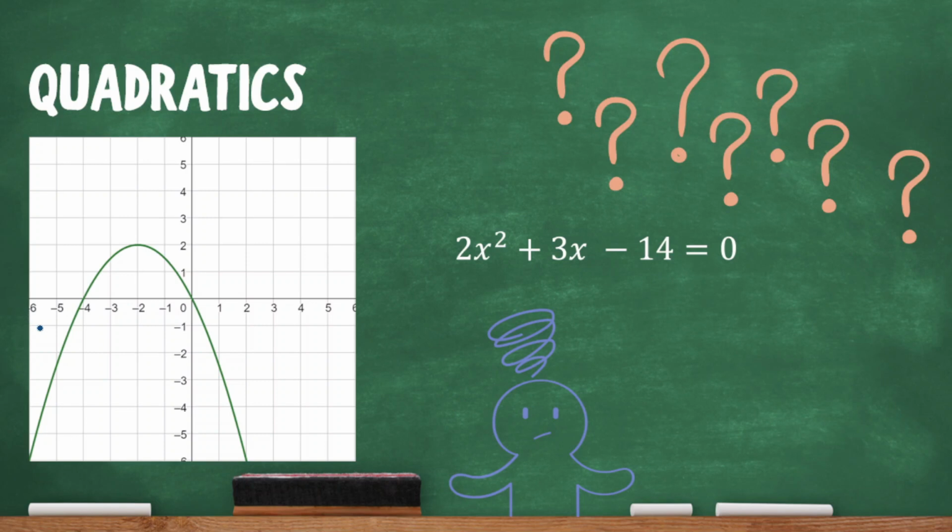Now let's talk about the solutions of a quadratic on a graph. It's going to be where that parabola, that's what that shape is called, crosses the x-axis, which is the horizontal axis. So let's look at this parabola. It crosses it here and here. So those points would be where x equals 0 and where x equals -4. So those would be the two solutions to this quadratic.